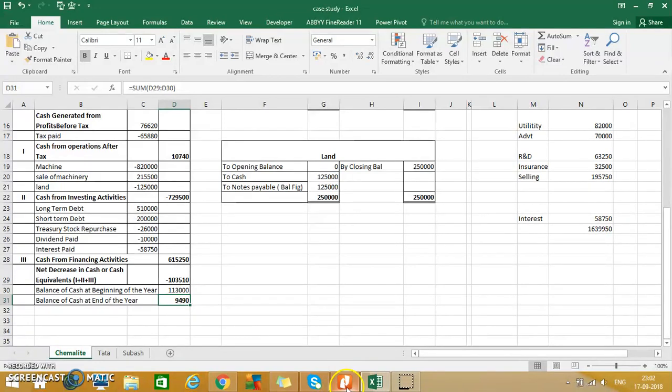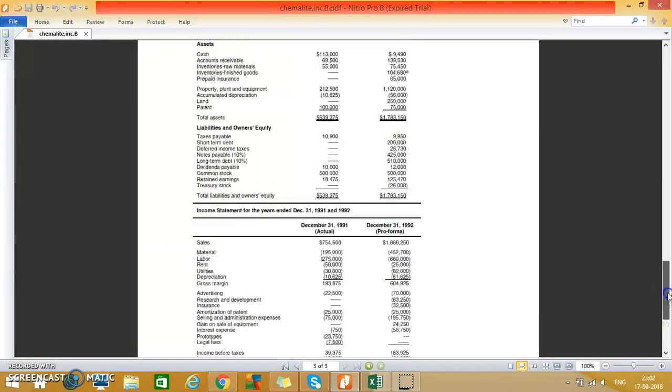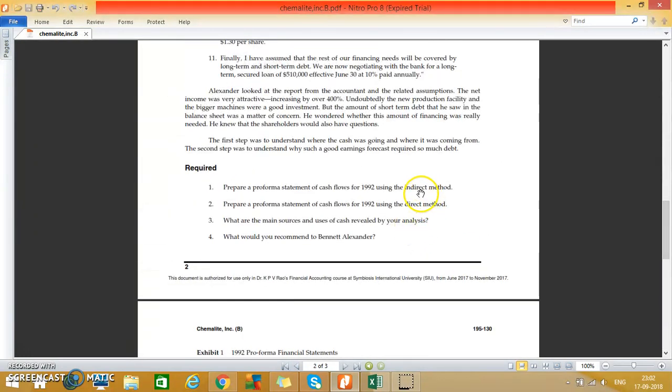Now, as per the case, there were three questions that we said that we'll be looking at, because the first one is using the cash flow statement using the indirect method.